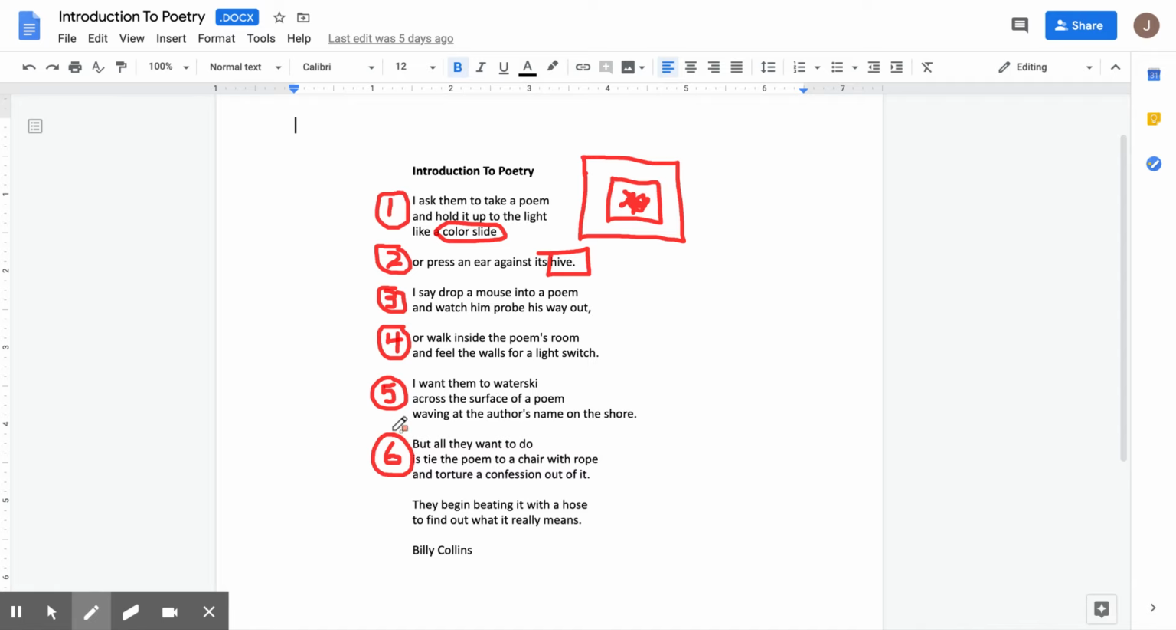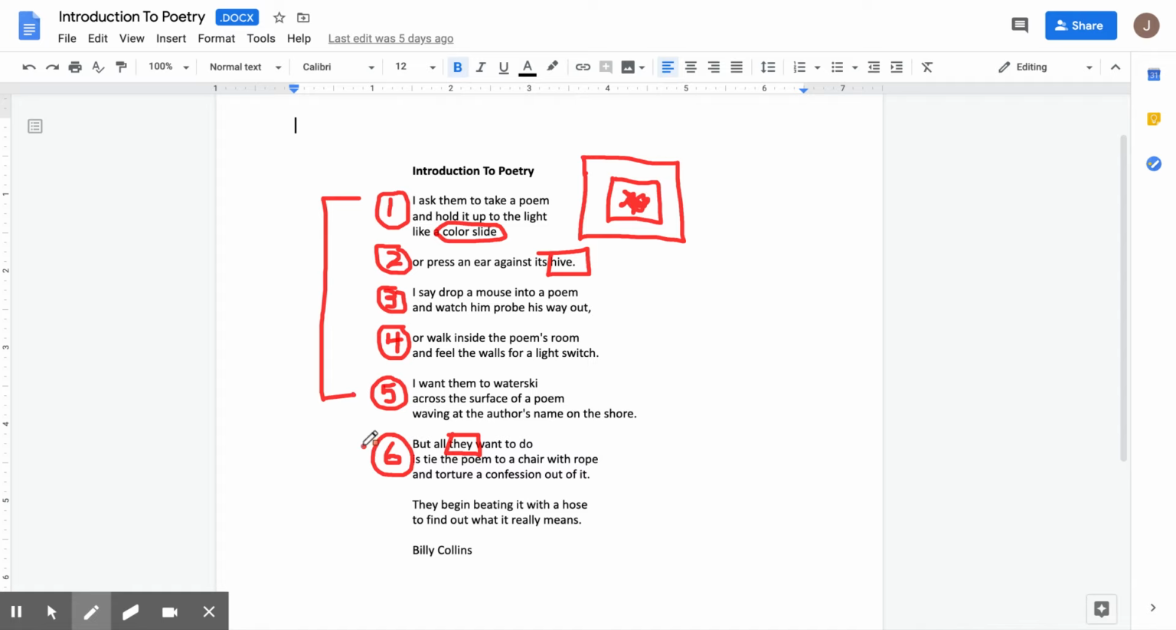And then down here, he gets us. So when he talks about they, I don't know if he's talking about students or if he's talking about me. But all they want to do is tie the poem to the chair with rope and torture a confession out of it. That's what we're doing when we tear this all apart. When I have you go through the 6-step process, that's what we're doing. And so what you have here is these 5 similes and metaphors that he is using to illustrate and approach what it is he wants out of this.